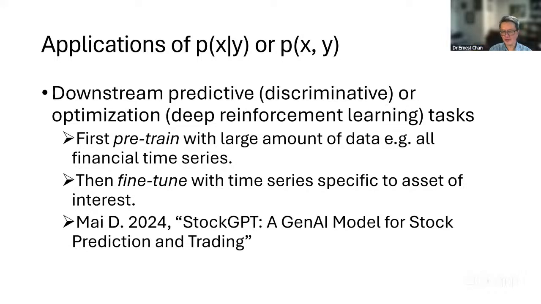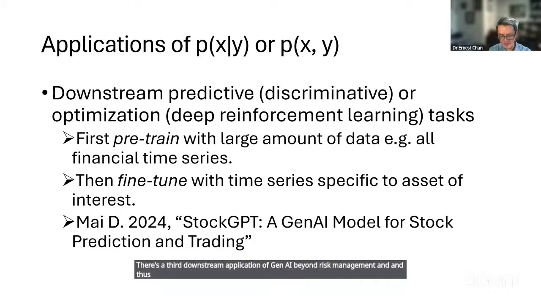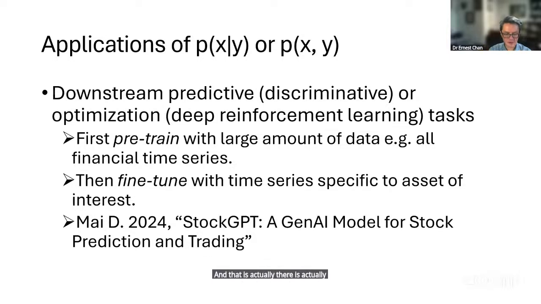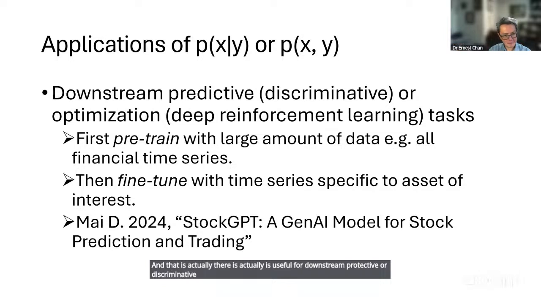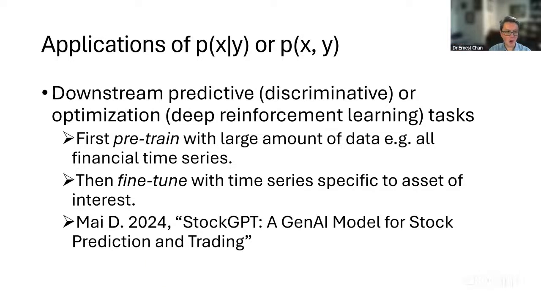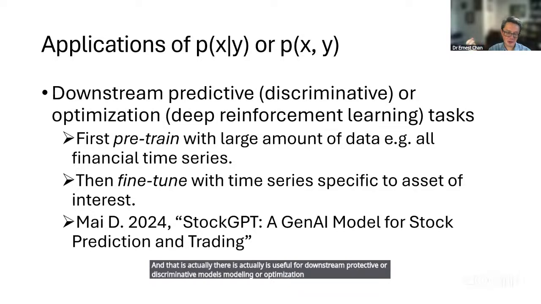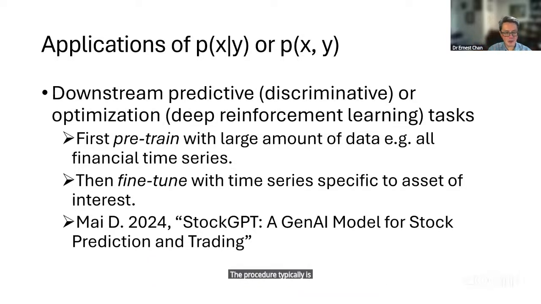There's a third downstream application of Gen AI beyond risk management and scenario stress testing, and that is being useful for downstream predictive or discriminative modeling or optimization. That is, for example, using deep reinforcement learning to optimize your trading strategy or optimize your portfolio capital allocation. The procedure typically is you first pre-train your model with a large amount of data.